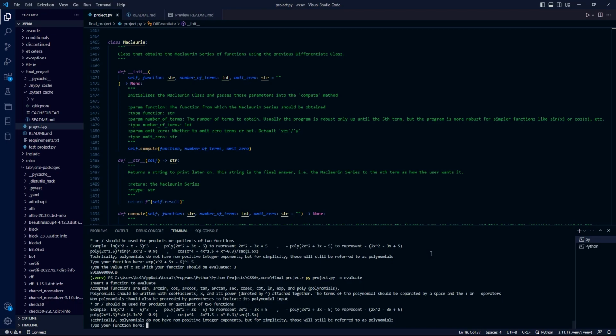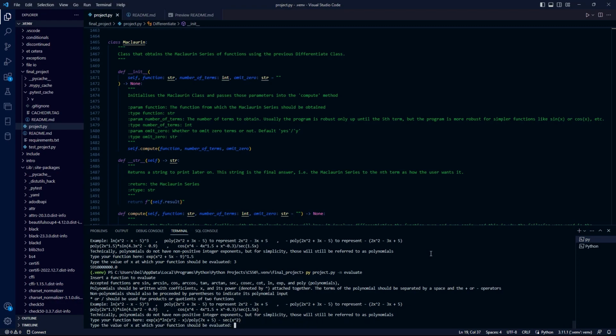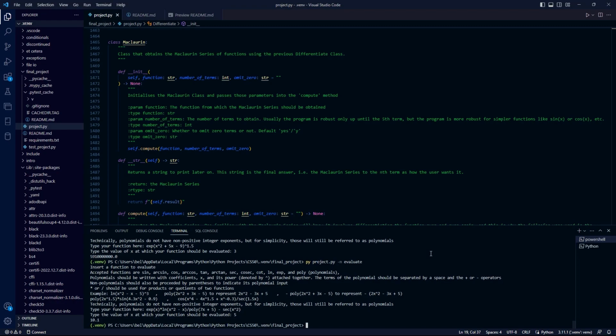Also works with multiplication and division. Let's say I want this divided by 7x plus 5 minus, let's say, minus secant x squared. And I want to find the value of that function when x equals 5. Then we can get the value at x equals 5.